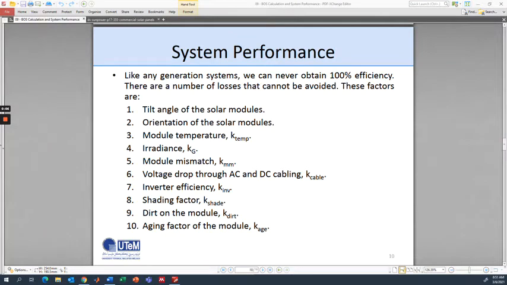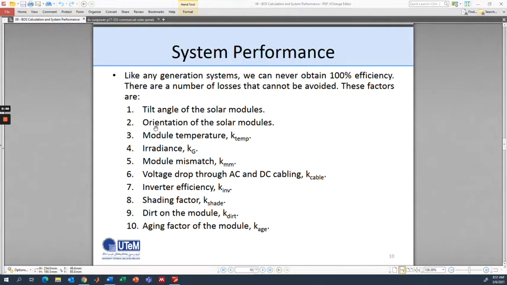In this video, I'm going to talk about GCPV system performance. Like any generation system, we can never obtain 100% efficiency. So there are always losses that we cannot avoid. These are a list of the elements or the factors that cause the losses for a grid-connected PV system. So let's have an overview of it.